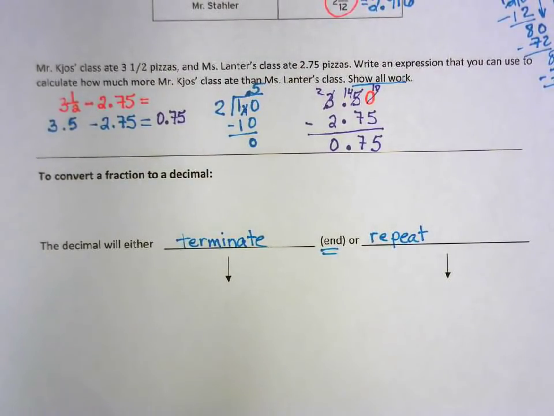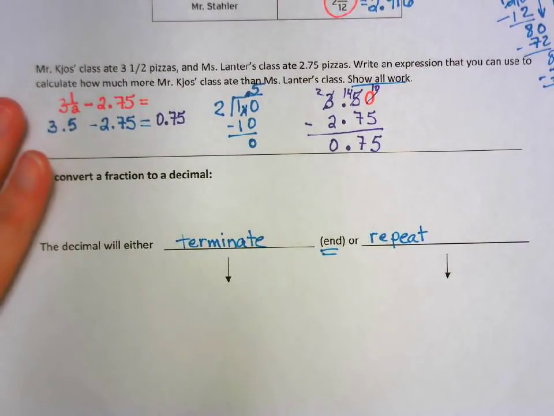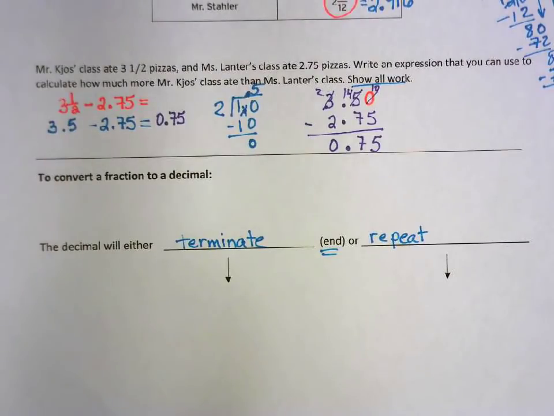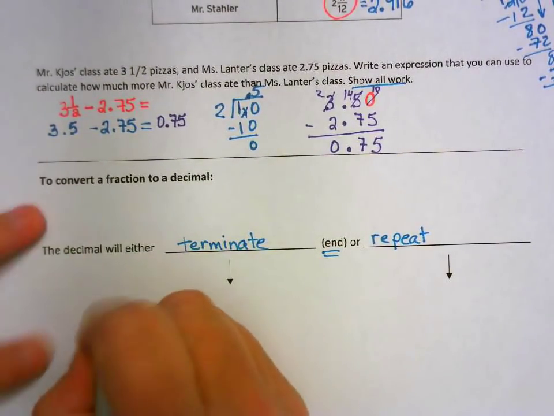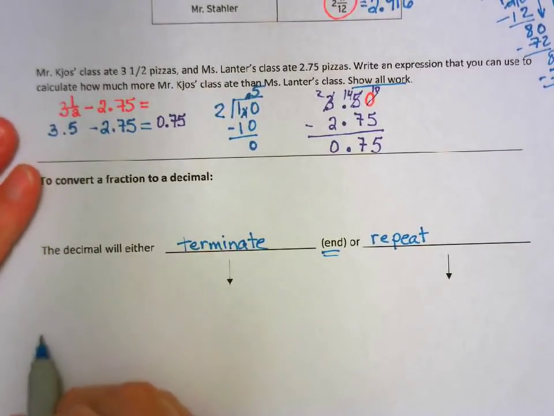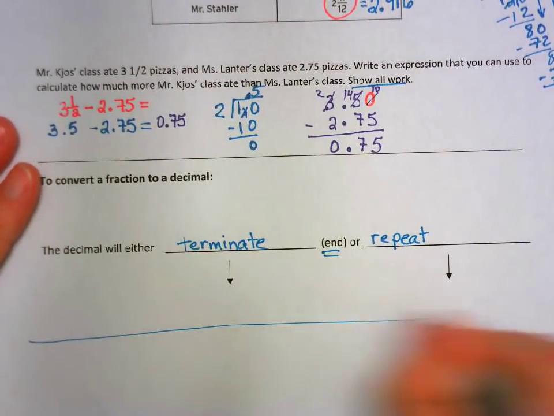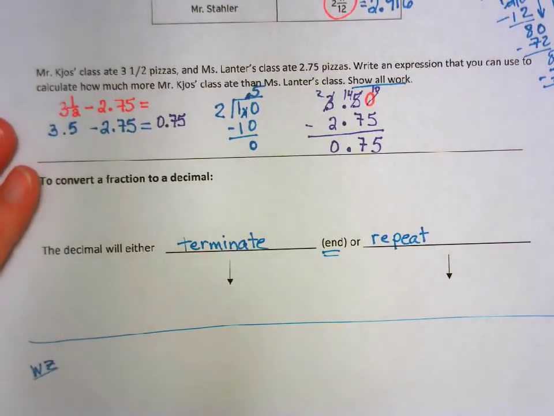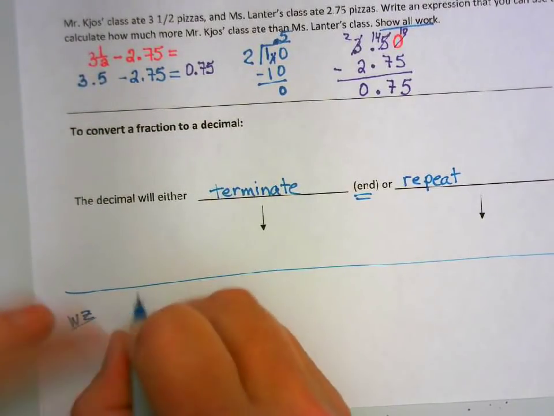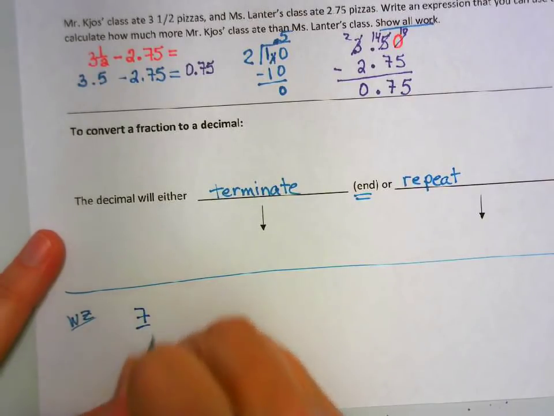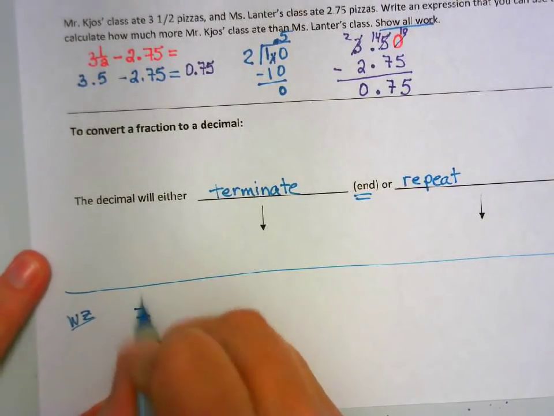So let's look at a couple more examples. Let's see if I can find a good example. Let's do 7/8. So I'm just going to come down here and do some work in the work zone. And I'm going to say, let's see what we get when I turn 7/8 into a decimal.